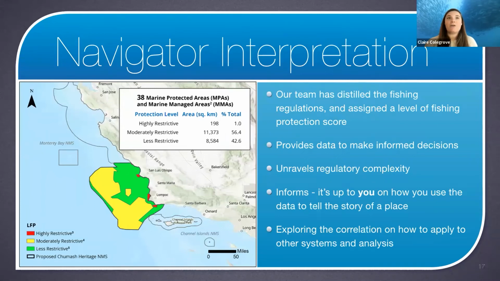This is an example of how our level of fishing protection score can be distilled to show what the overall regulatory protection of an area is. This map is created by using the highest level of fishing protection for each map point, called a hex grid analysis. This can inform where further conservation measures may be needed or where protection is already quite comprehensive.